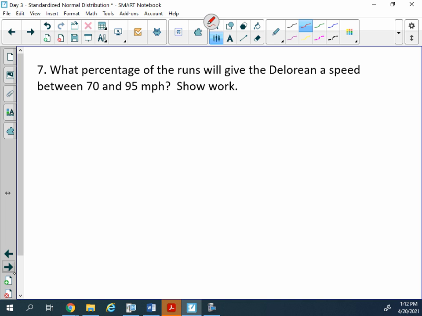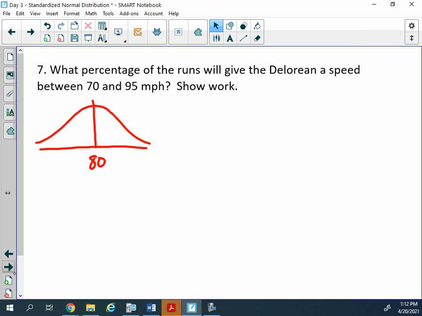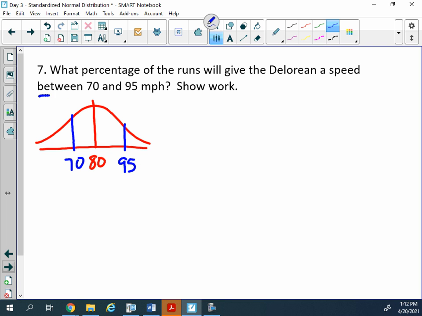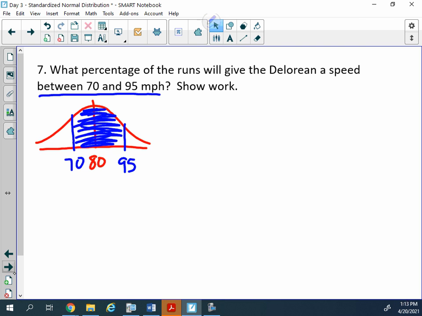Okay, so what percentage of the runs will give the DeLorean a speed between 70 and 95? So I like to go ahead and just draw this out. We know 80 is in between. I'm going to use different colors. Well, 70 is going to be a value less than, and 95 is a value greater than. So if we're trying to find a speed between, we want this area here, okay? Now let's see what we can do to find that. Well, because we have two numbers, we have to find the z-score of both our 95 and our 70. So let's first try the 95.